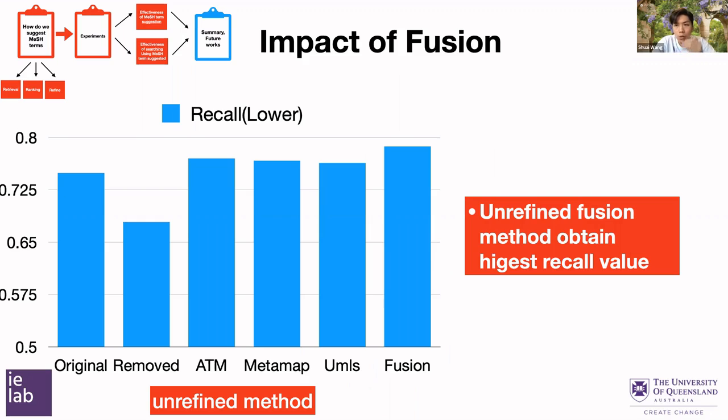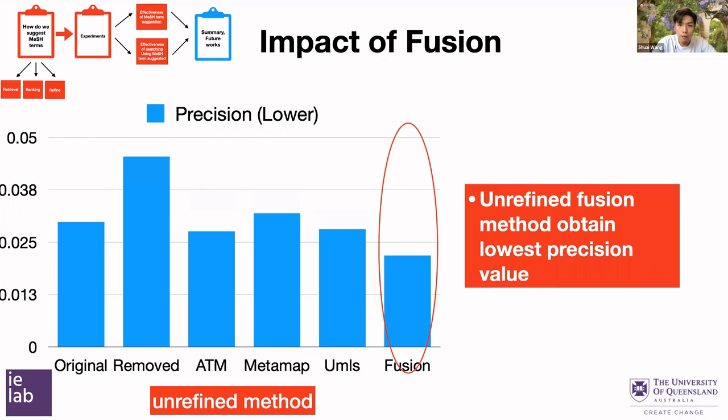Firstly, we show the results of our unrefined suggestion methods. We found that unrefined fusion can always achieve the highest recall over all evaluation measures. However, the precision for the unrefined fusion method also appears to be the lowest among all unrefined methods.